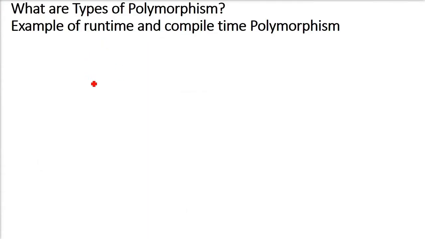What are types of polymorphism? Example of runtime and compile time polymorphism. First thing is, polymorphism is what?